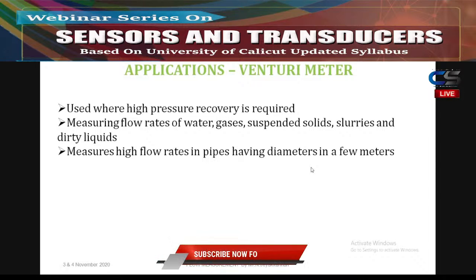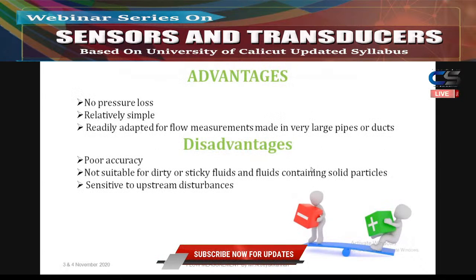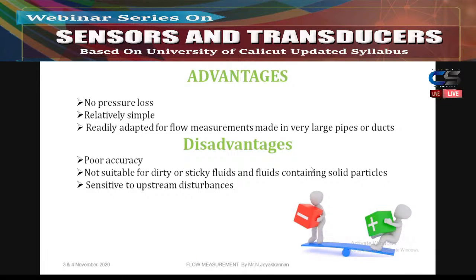So these are the basics of the venturimeter. The main advantage is there is no pressure loss from starting to ending, the construction is very simple, and it can adapt to any flow measurement. It can measure very large pipes also. If the diameter is like 100 or 200 meters, we can measure the same using a single venturimeter.